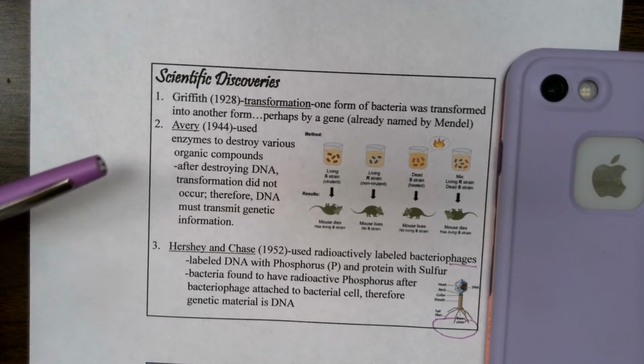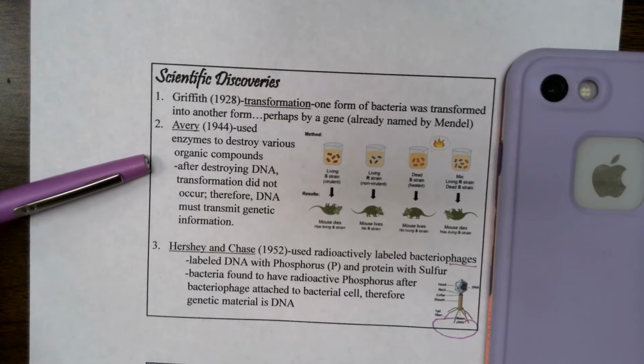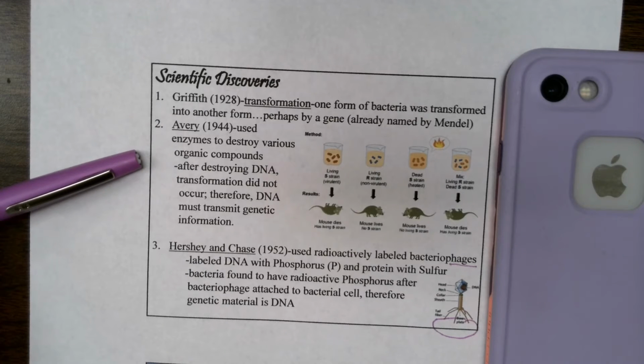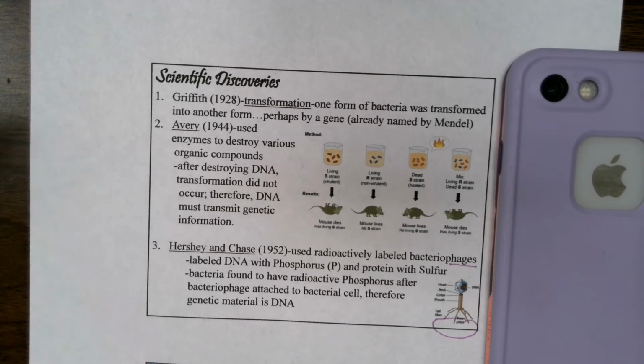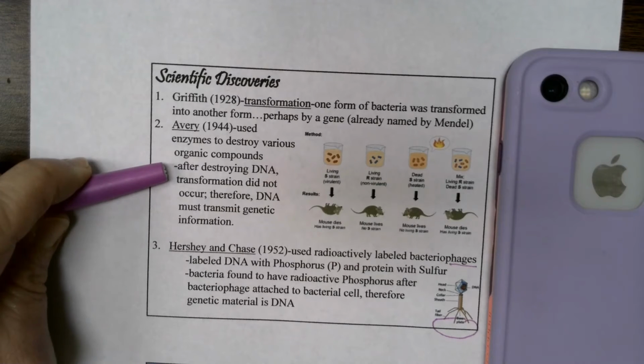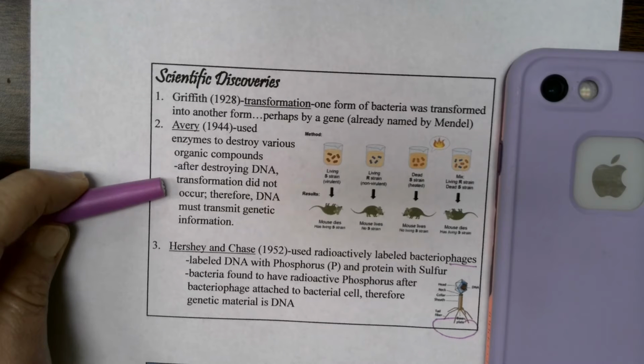So then we've got Oswald Avery in 1944. He piggybacked on Frederick Griffith's studies, and he used enzymes to destroy organic compounds. To keep it simple, he had enzymes that would destroy carbohydrates, lipids, proteins, and nucleic acids, or four types of macromolecules, okay? So after destroying DNA, specifically, the transformation that Griffith studied did not take place. So Avery said that that is probably what was the genetic information, the DNA, okay?